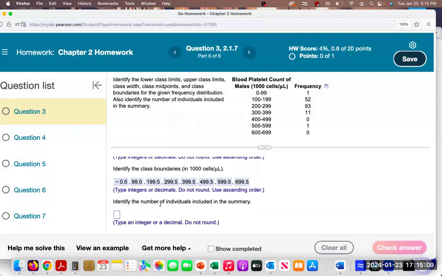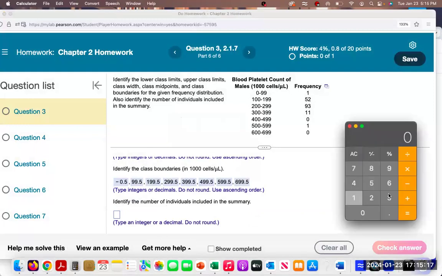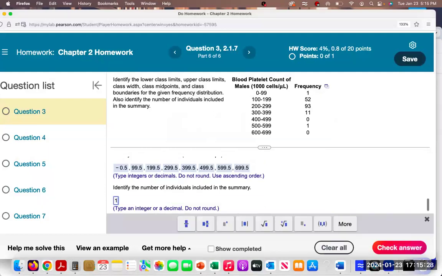Now, identify the number of individuals included in the summary. So what you're going to do is take your frequencies and add them up. So 1 plus 52 plus 93 plus 11 plus 0 plus 1, we get 158.